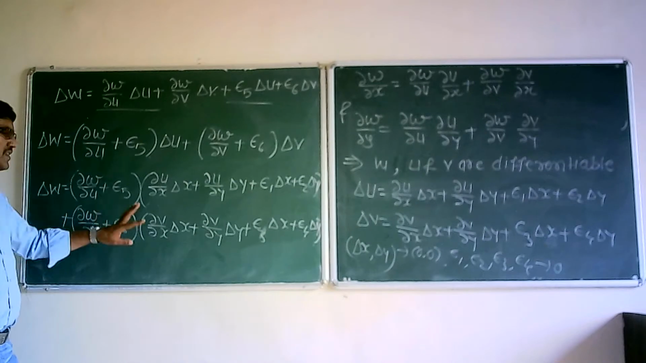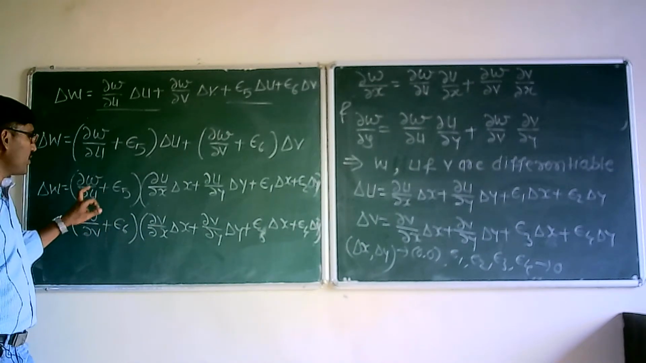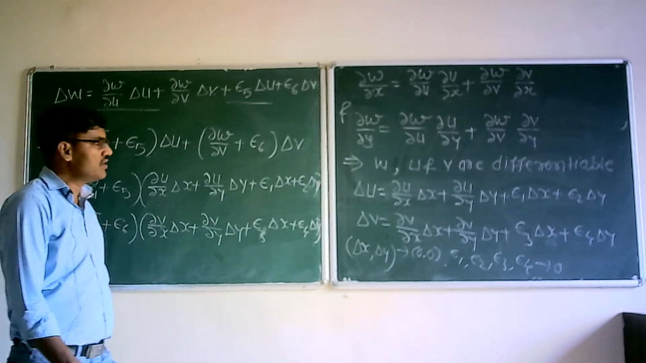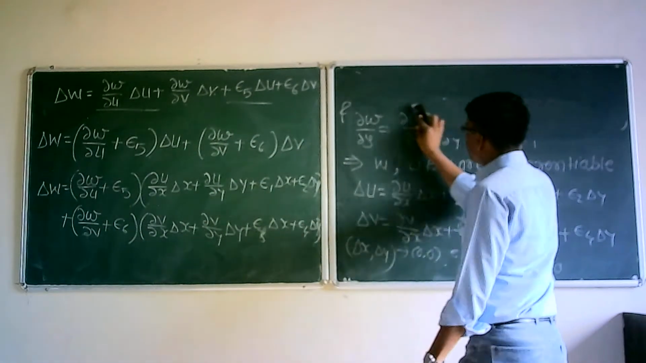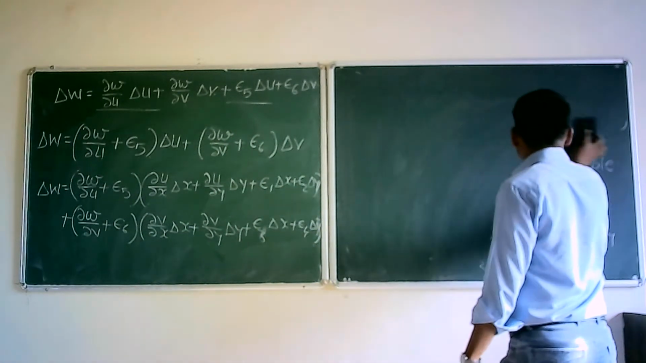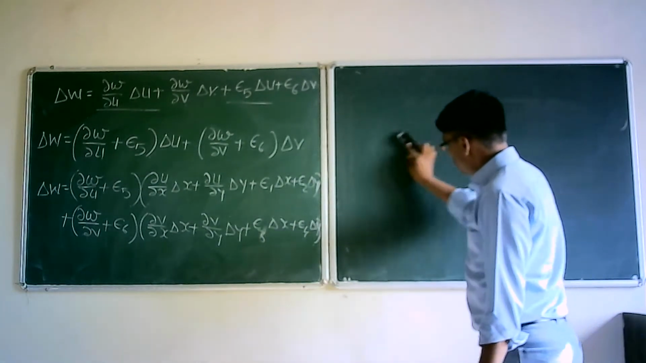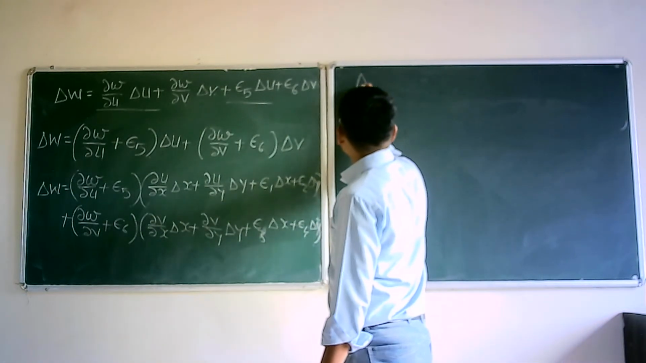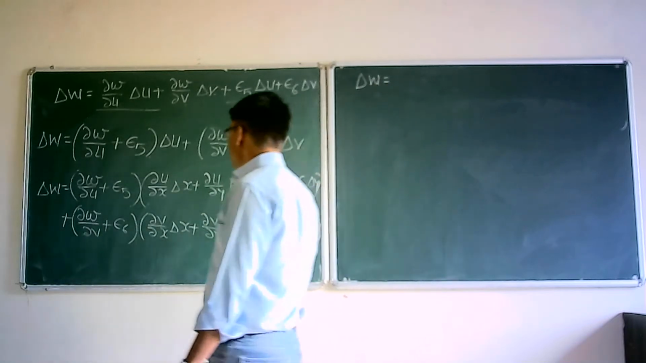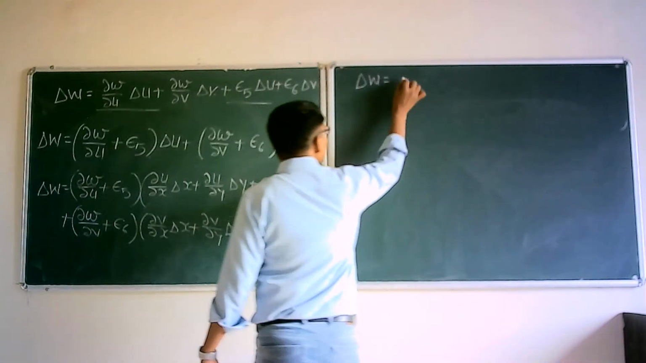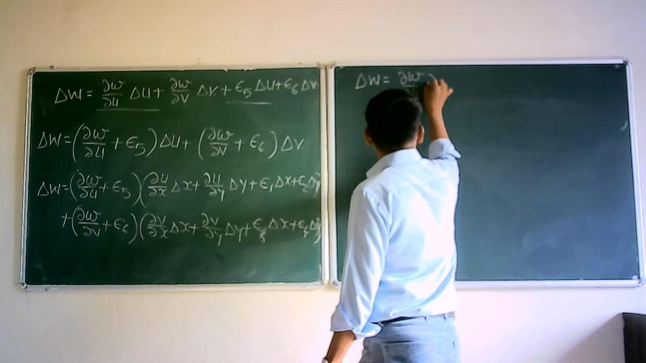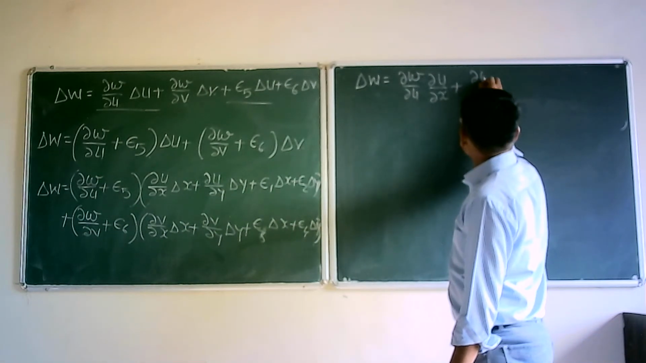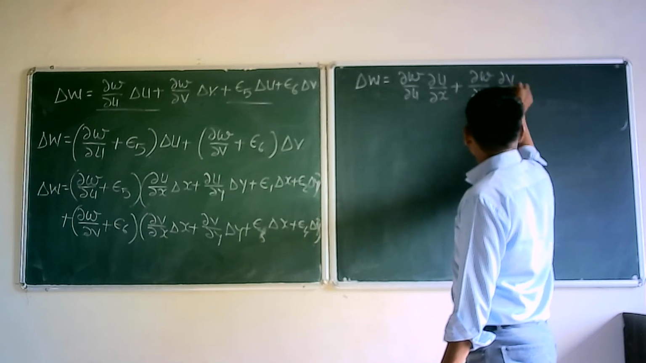So if you simplify this expression, that is, to multiply this delta w by delta u into this bracket, and similarly multiply this delta w by delta v into this bracket, you will get delta w is equal to delta w by delta u, delta u by delta x plus delta w by delta v, delta v by delta x.